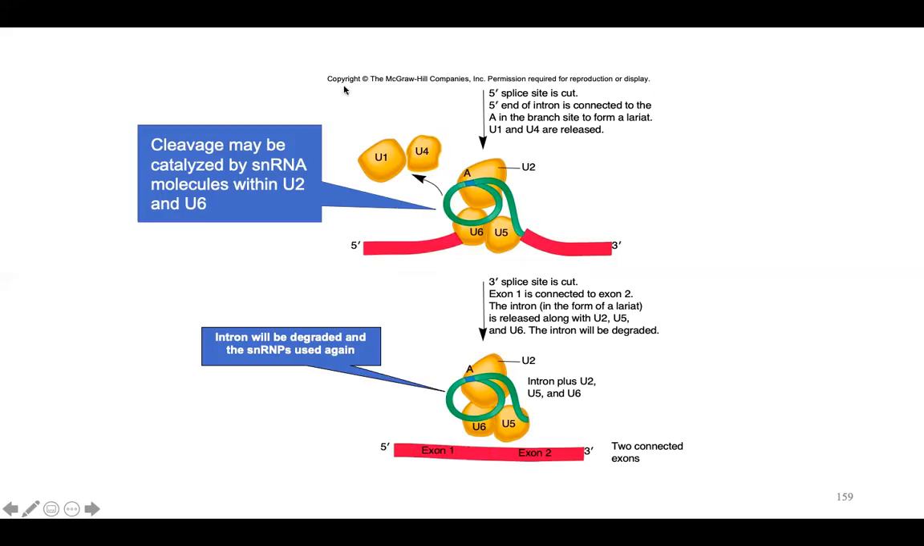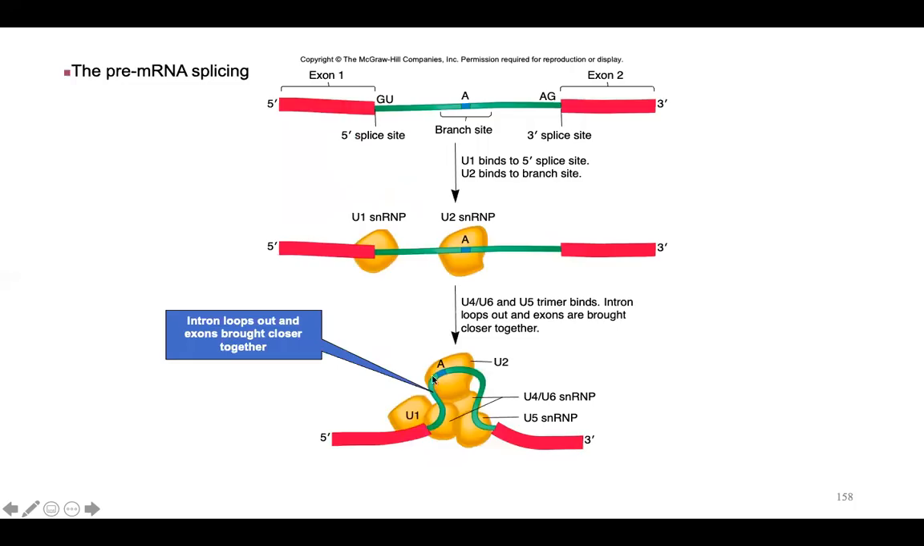And the U1 and U4 are released. And now the 3' splice site is cut. So you cut through here. And exon 1 is connected to exon 2. And the intron in the form of a lariat is released together with the U2, U5, and U6. And the intron will eventually be degraded. Okay? So as you can see here, exon 1 and exon 2 are now connected. So again, the main point of doing this configuration is just to bring the two exons together. And this portion is the introns. You want to get rid of the introns because you will not be using this for translation.